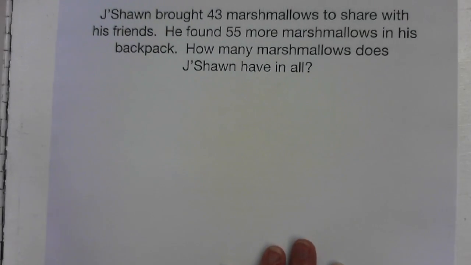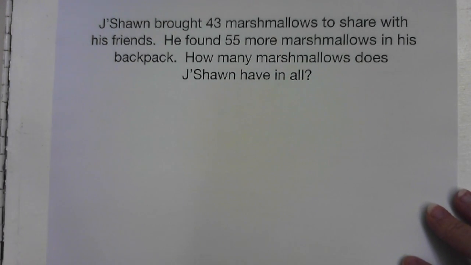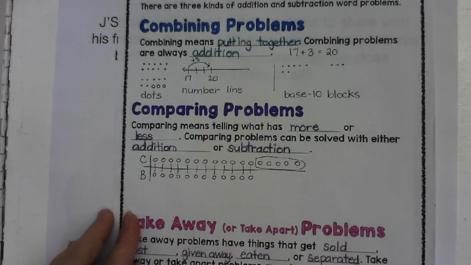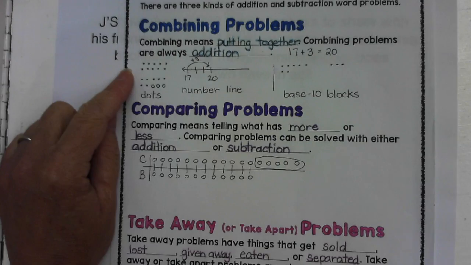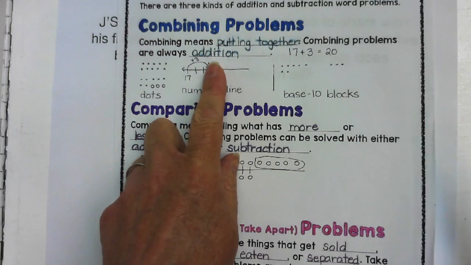All right, let's do one more. Jayshawn brought 43 marshmallows to share with his friends. He found 55 more marshmallows in his backpack. How many marshmallows does Jayshawn have now in all? So this is a combining problem because Jayshawn had some marshmallows and he found some more marshmallows and we're putting them all together. Combining problems are always addition.